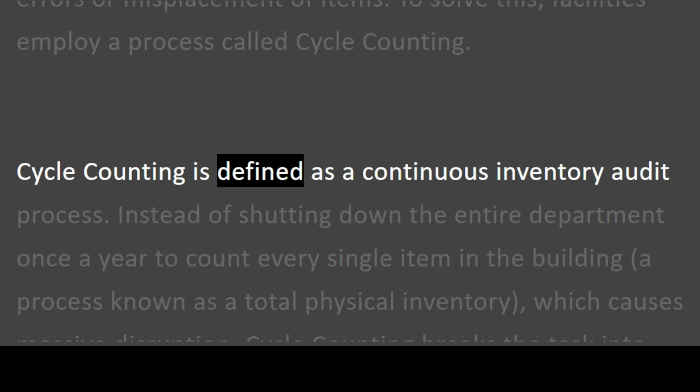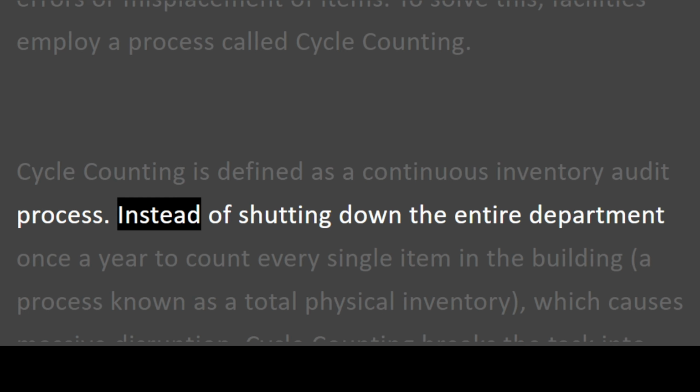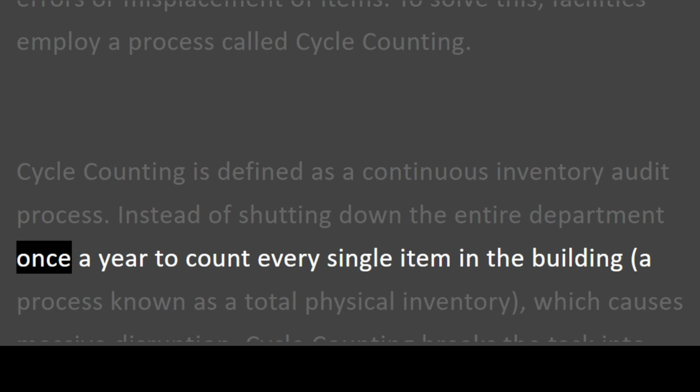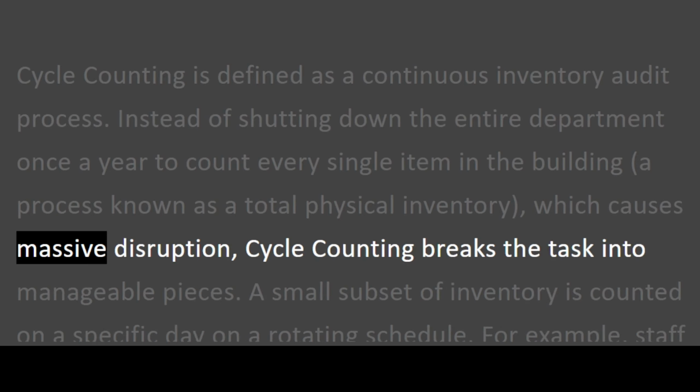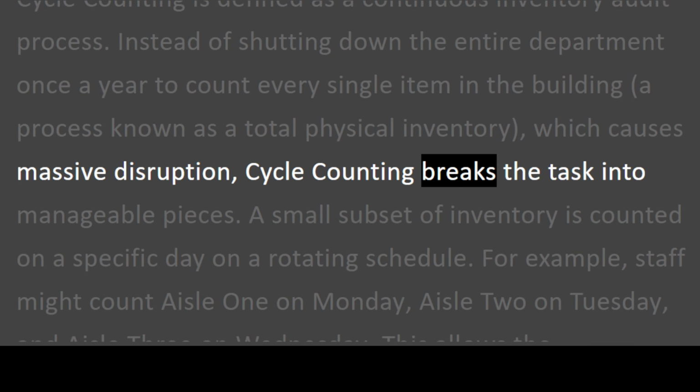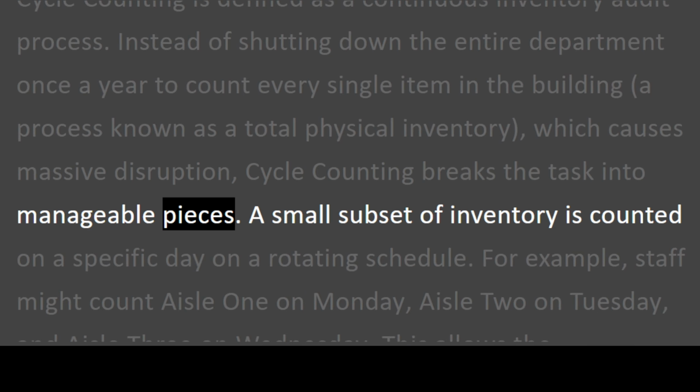Cycle counting is defined as a continuous inventory audit process. Instead of shutting down the entire department once a year to count every single item in the building, a process known as a total physical inventory, which causes massive disruption, cycle counting breaks the task into manageable pieces.